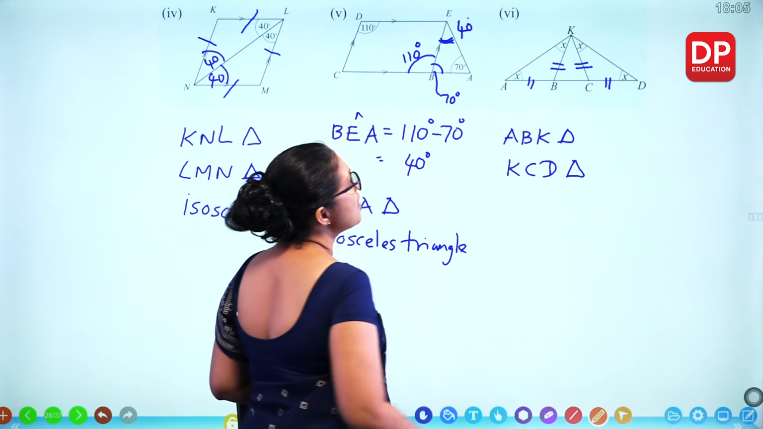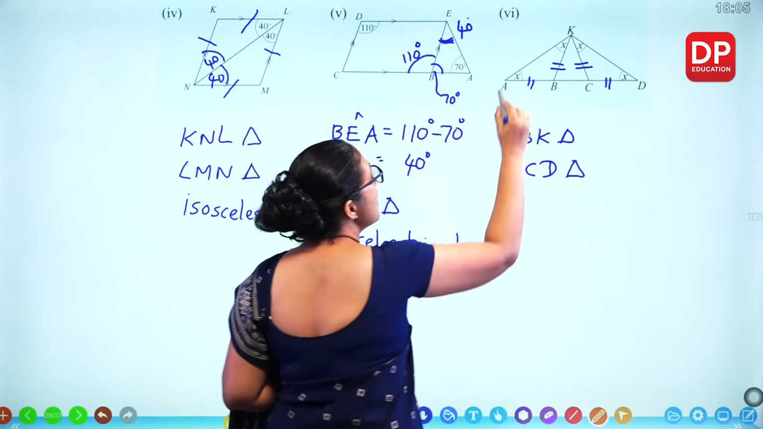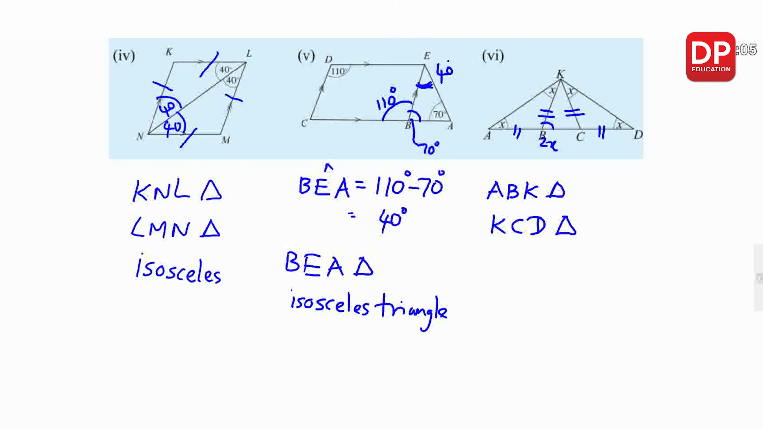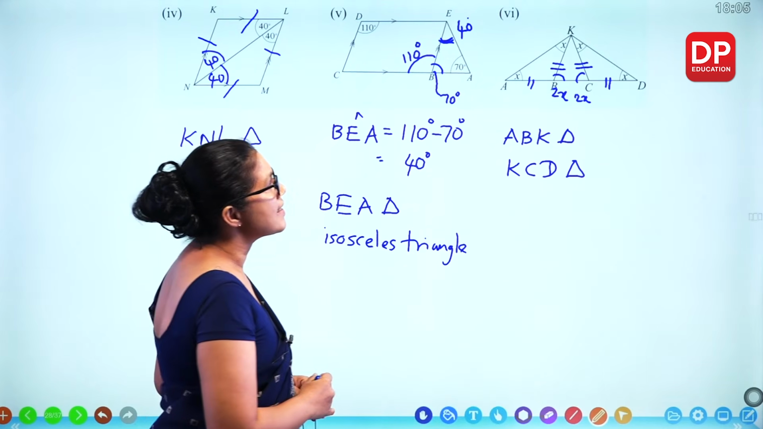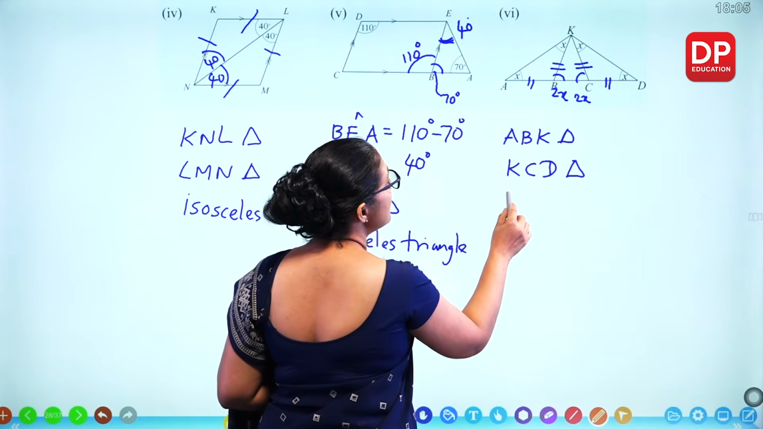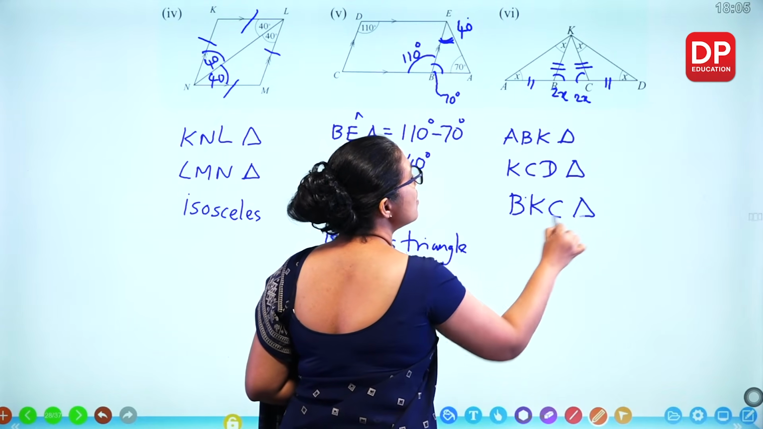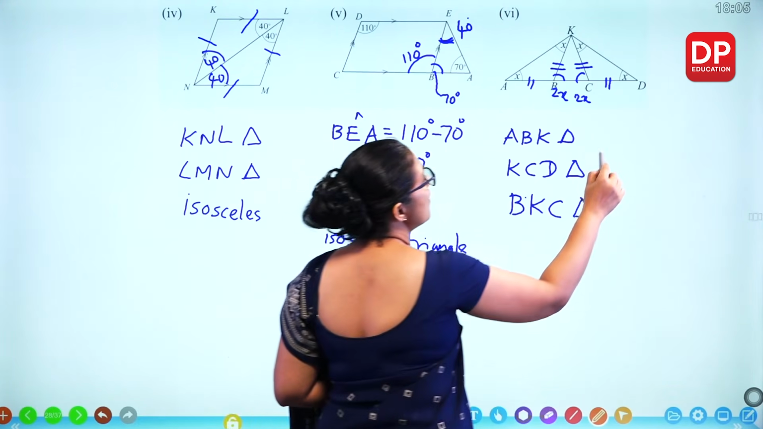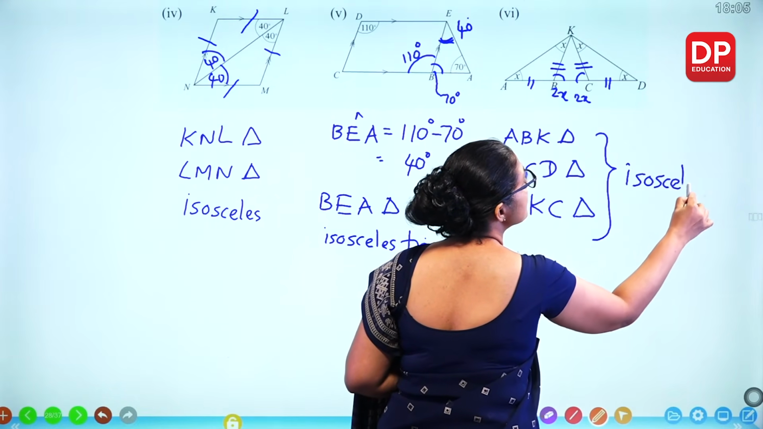Now when you take this triangle, what can you say? This is 2x because of the exterior angle. This is also 2x. You get these two lengths also equal. So what is the other isosceles triangle? You can say BKC is also an isosceles triangle. So all these three are isosceles triangles.